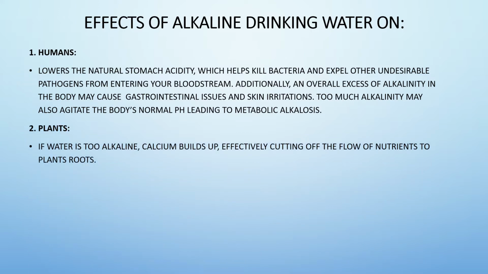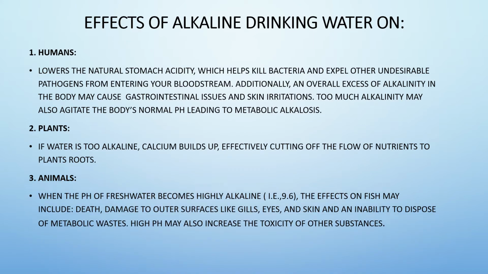In plants, if water is too alkaline, calcium builds up, effectively cutting off the flow of nutrients from the plant's roots. In animals, when the pH of fresh water becomes highly alkaline, around a pH of 9.6, the effect on fish may include death, damage to the outer surface like gills, eyes, and skin, and inability to dispose of metabolic waste. High pH may also increase the toxicity of other substances.